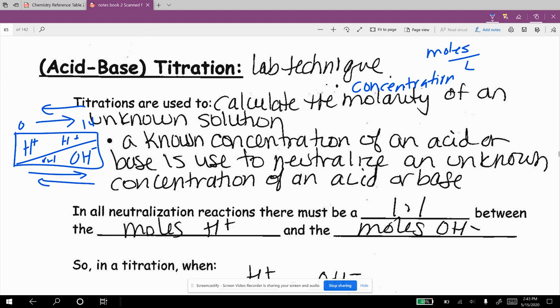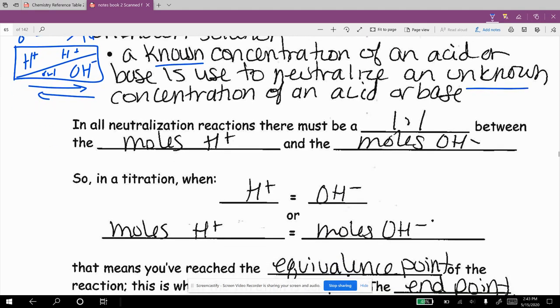So what this technique is, you have a known concentration of an acid or a base, and then we take that known concentration and we neutralize the unknown. And then by neutralizing the unknown, and figuring out how much I use to neutralize, I'm going to be able to determine the concentration or the molarity of my unknown acid or base.